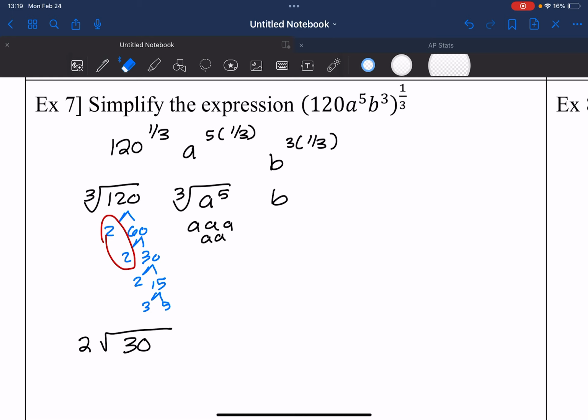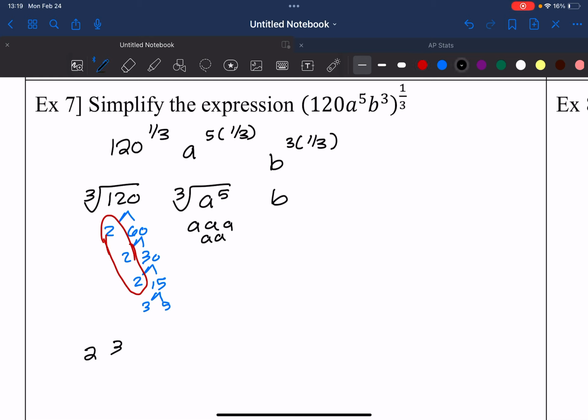Okay, this is the cube root. So if it's the cube root, I have to circle pairs of 3. Okay, this is a common mistake that can happen. So that means I have 2 cube root of 15. That makes more sense. Okay, circling pairs of 3's for my a. So I have 1 pair of 3. So I have a cube root of a squared because I have 2 a's left over. And then I just have b.